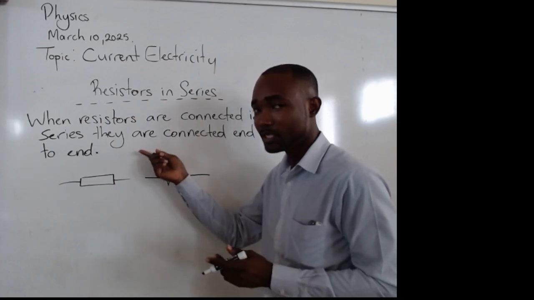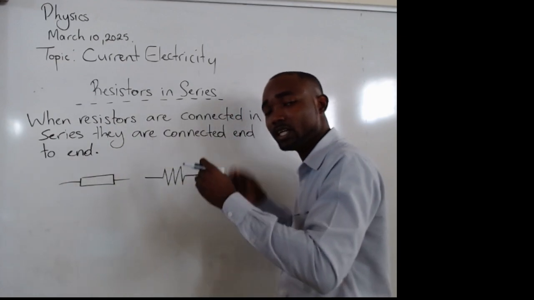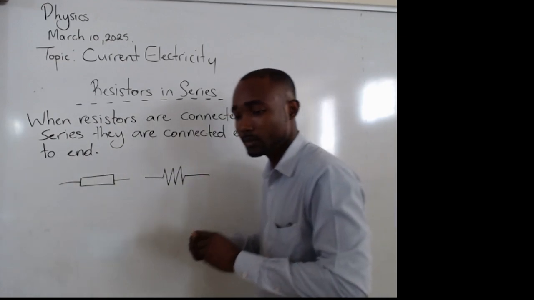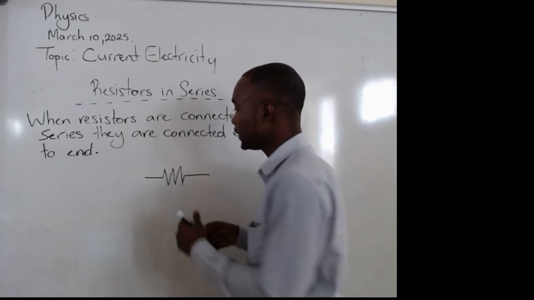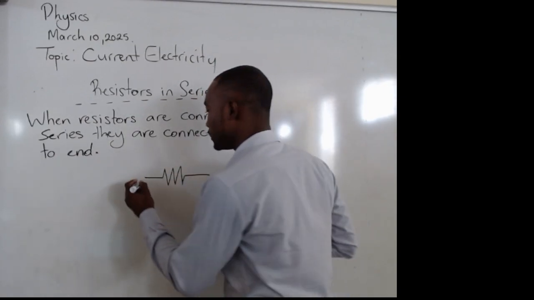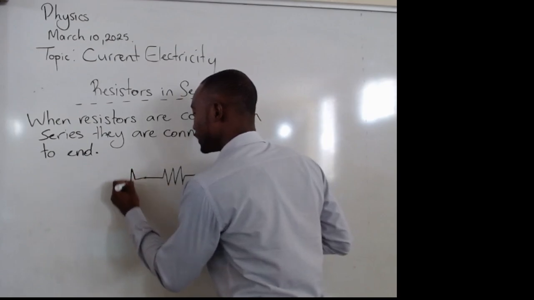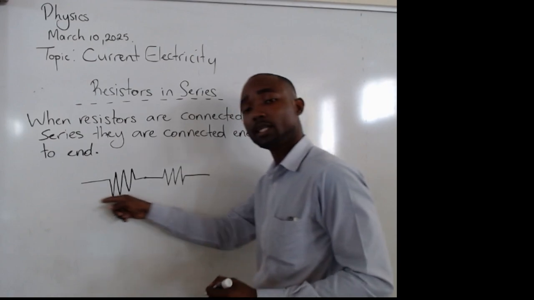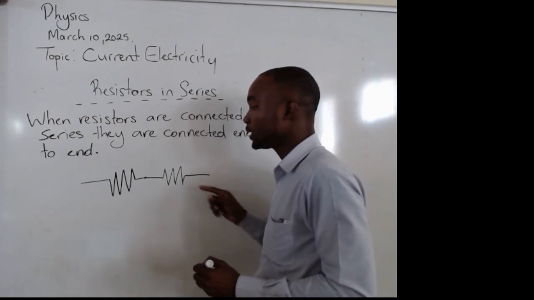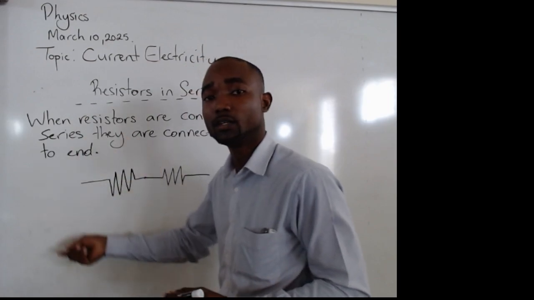Now, when they are connected in series, they are connected end to end. So one end is connected to the other end of another one. I'm going to join two resistors together. So this is one already, and I'm going to use the same symbol to represent another resistor. Now they are connected end to end, so they are connected in series because one end is connected to the other end of another resistor.